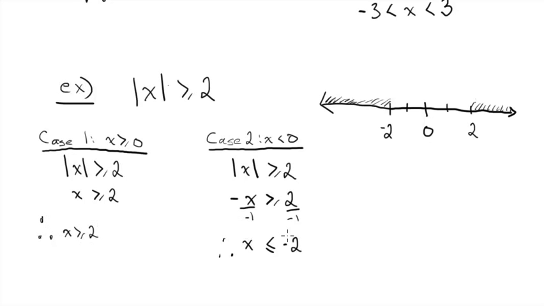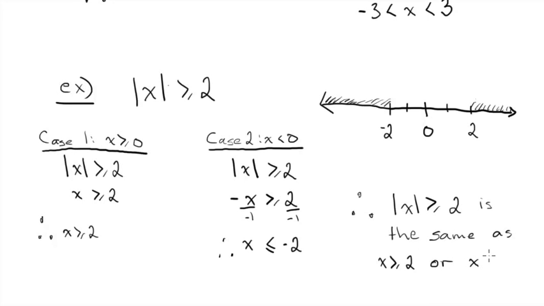So now you're going to put these two intervals together, right? So x could be bigger than or equal to 2, or it could be less than or equal to negative 2. So therefore, the absolute value of x bigger than or equal to 2 is the same as x bigger than or equal to 2, or x smaller than or equal to negative 2. So these two intervals are the same as this interval over here.